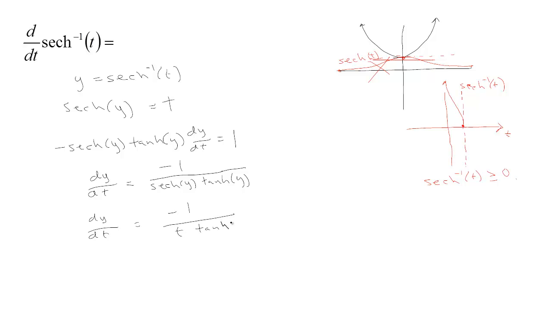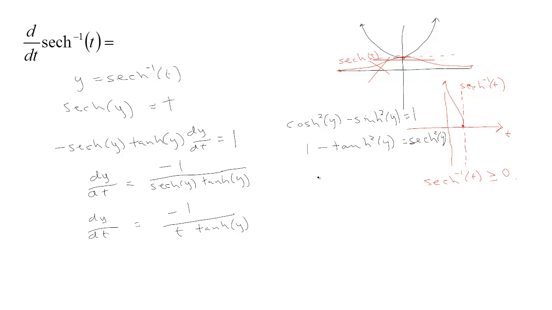But we need to work on this tangent of y, and of course we go back to what we always go back to, is that the cosine squared of y minus the sine squared of y has to be 1. And if we divide both sides by cosine squared, we get 1 minus the tangent squared of y is the secant squared.